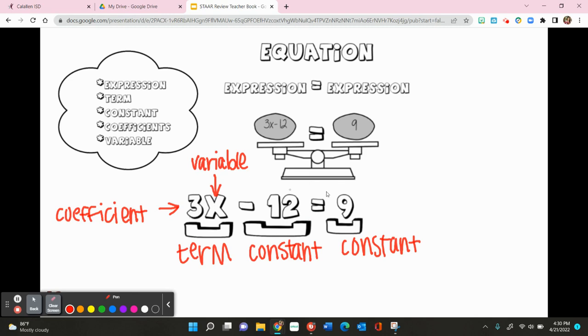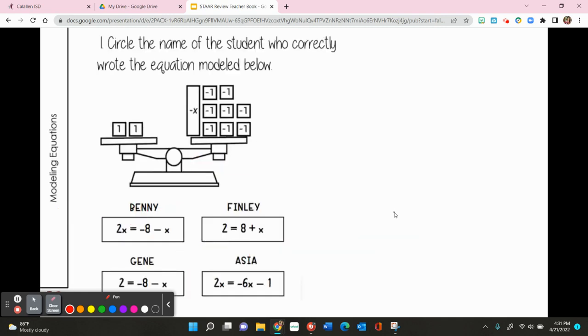And on each side of the equal sign, we have what are known as expressions. So when we have an expression and it equals another expression, it creates an equation. So we're going to go ahead and look at a few examples. And the first thing we're actually going to talk about is modeling equations.